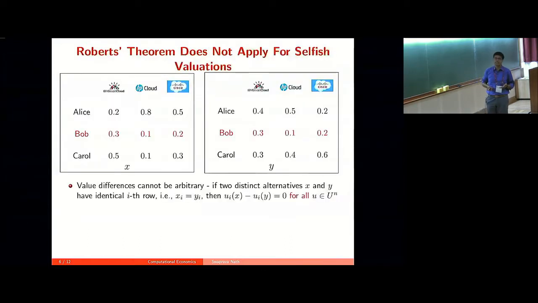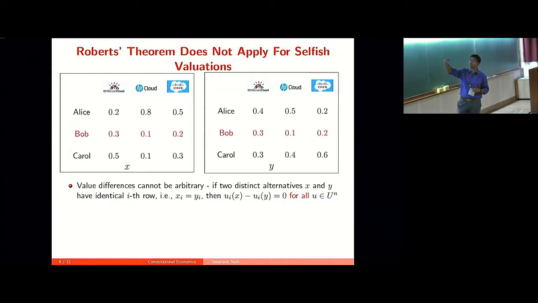Now, what is the limitation of Roberts' theorem? It does not hold on certain domains. For instance, in the case of selfish valuation. So suppose we are in a domain where people only value the resource share that he or she is getting from the different resources.